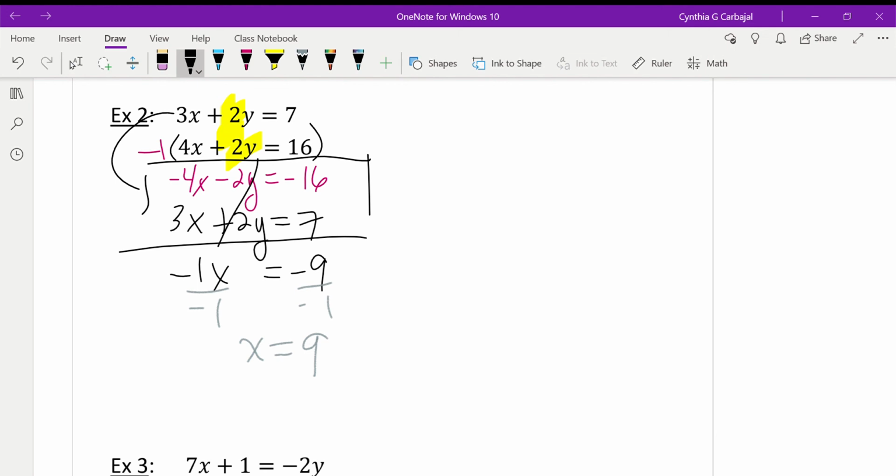So just heads up. What I'm going to do is look at 3 and 4, and I'm going to pick the lowest common multiple, meaning 3 times 2 will give me 6, 3 times 3 will give me 9, 3 times 4.